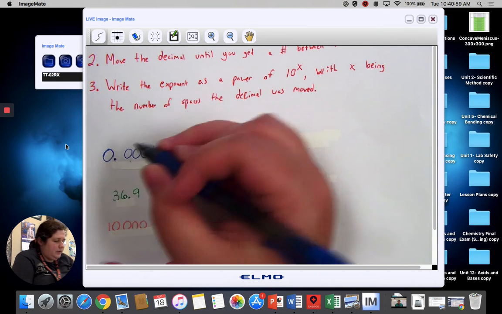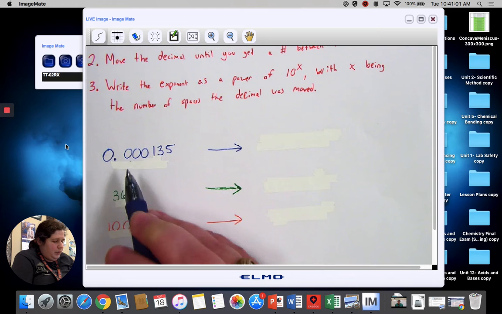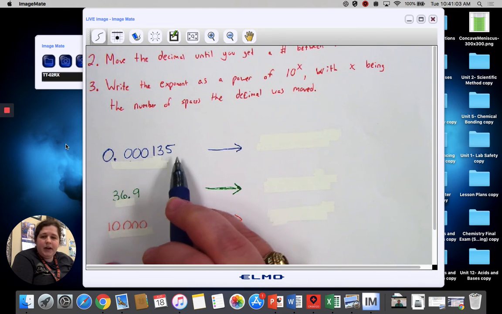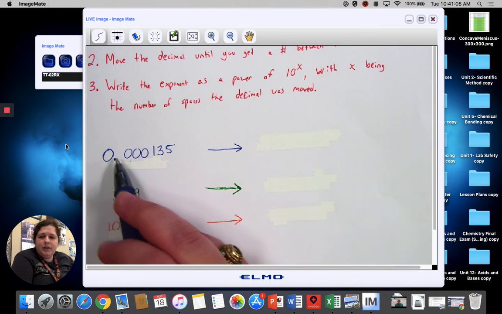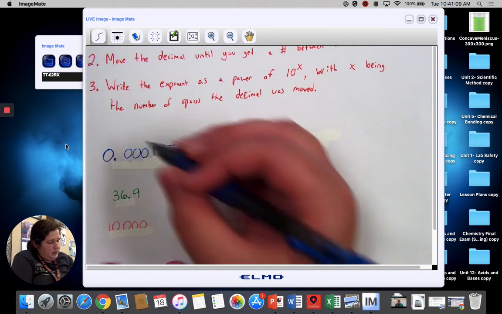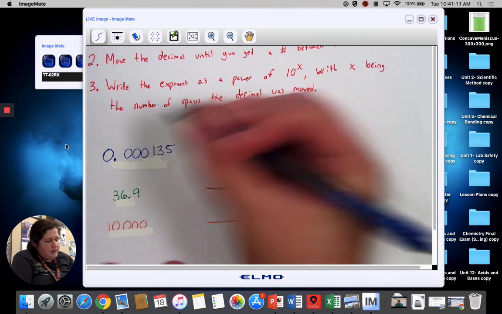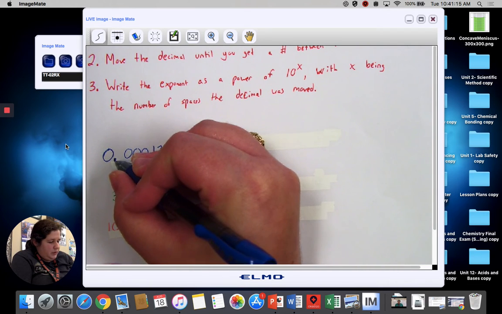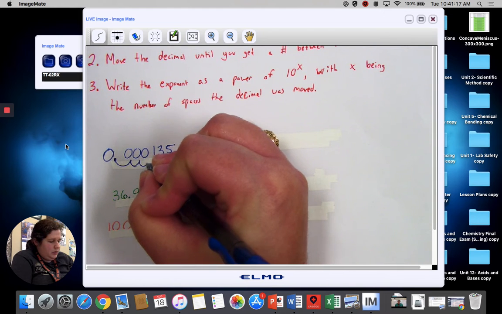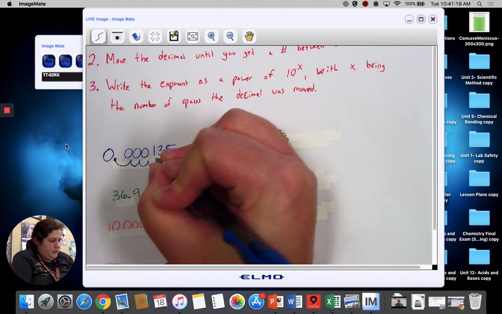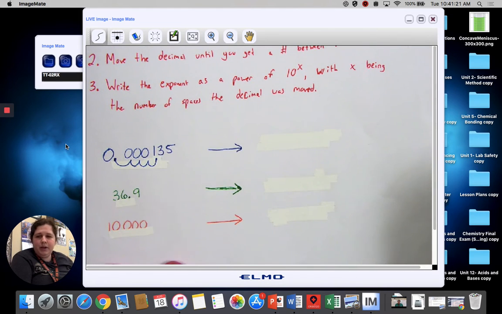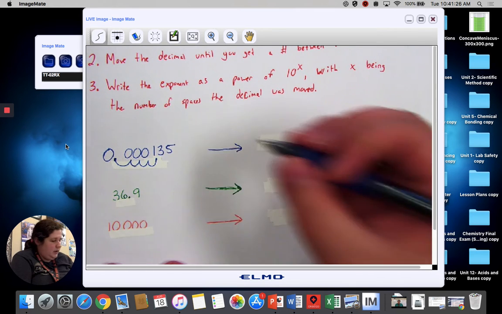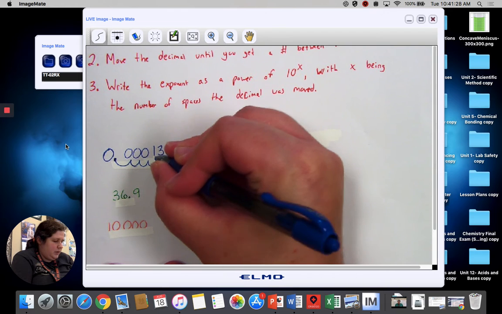Okay, so let's look. I have 0.000135. Notice that I always leave that 0 in there as a placeholder, otherwise it is not a proper decimal. So I'm going to move this decimal place until I get a number between 1 and 10. I want to move it 1, 2, 3, 4. Okay, 1.35. Is that between 1 and 10? Yes. So I'm going to put my decimal right there between the 1 and the 3.